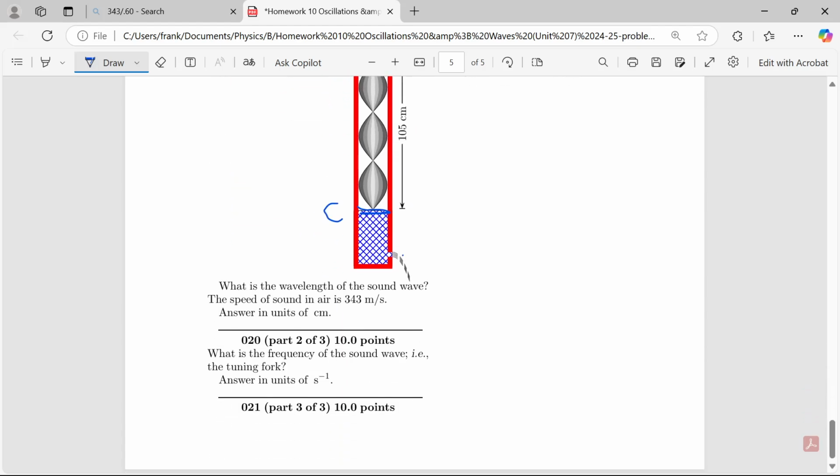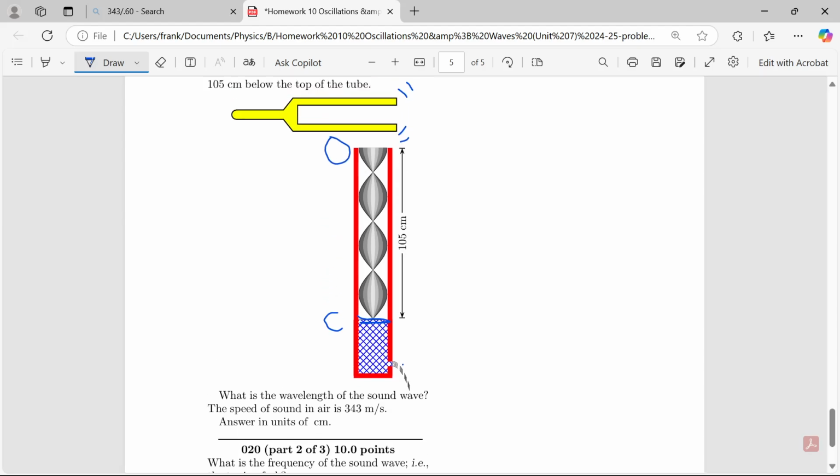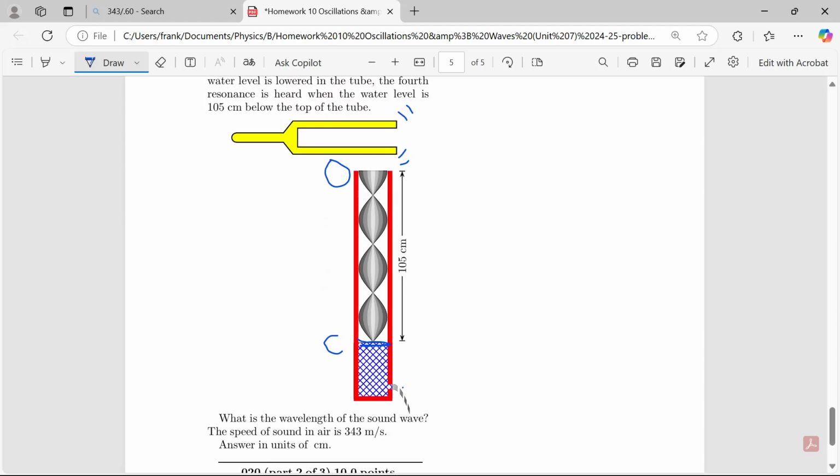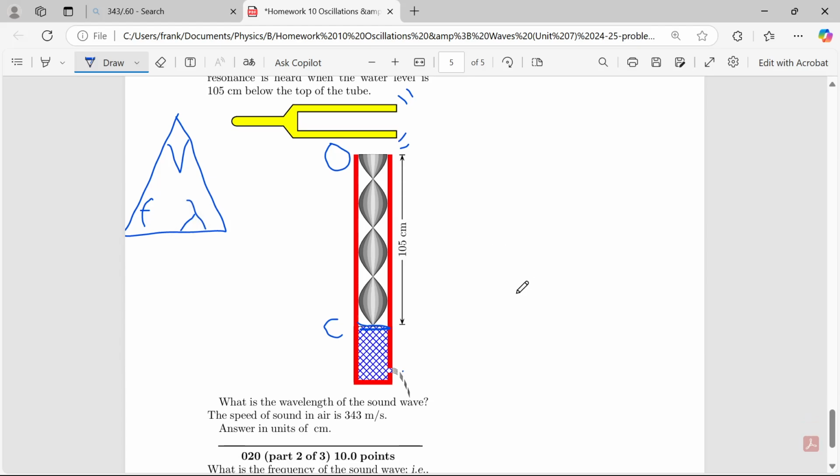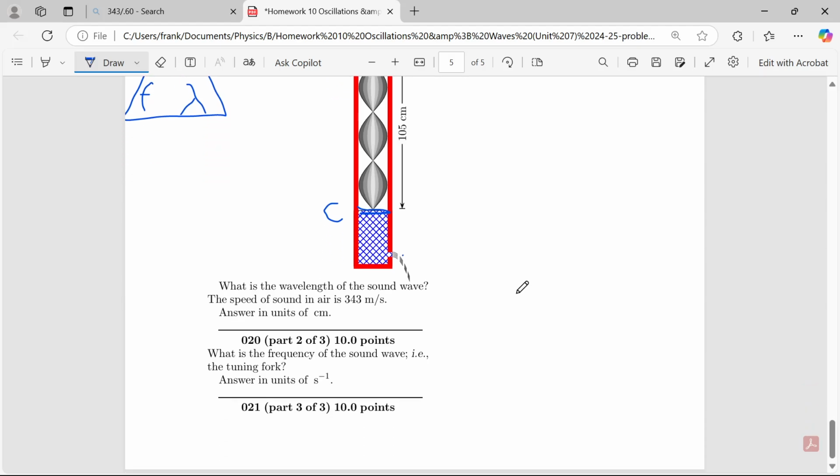Now the question says, what is the wavelength of the sound wave? The speed of sound in air is 343 meters per second. Answer in units of centimeters. So there's this triangle: velocity is frequency times wavelength. Except I don't know the frequency at this point, so I don't have two of the three things.